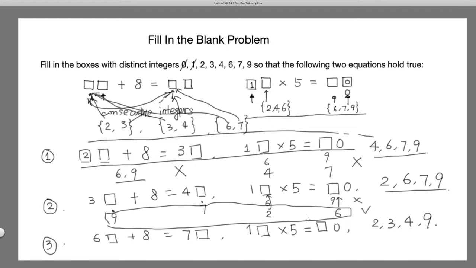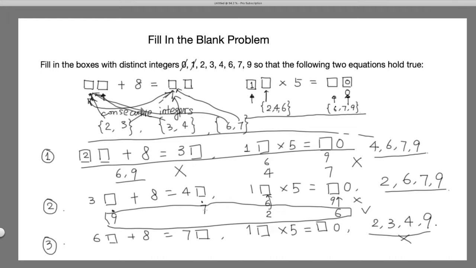Now, this is impossible because you cannot find a place for the 9. If the 9 is here, this has to be a 6, but we don't have a 6. If 9 is here, this has to be a 7, but 7 is already used. If 9 is here, this has to be a 1, but we know 1 is used. So this also has no solution.